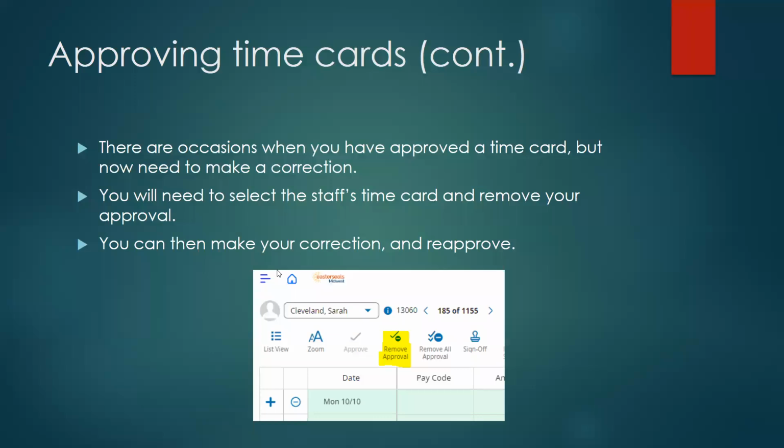There are going to be times where you've approved a time card and then the staff calls and says, oh my gosh, I approved my time and I forgot to tell you that I didn't clock in for a day and for a shift and I need you to enter some time. So not a problem, because you can remove that approval, make the changes as needed, and then you're just going to want to make sure that you reapprove after those corrections are done.